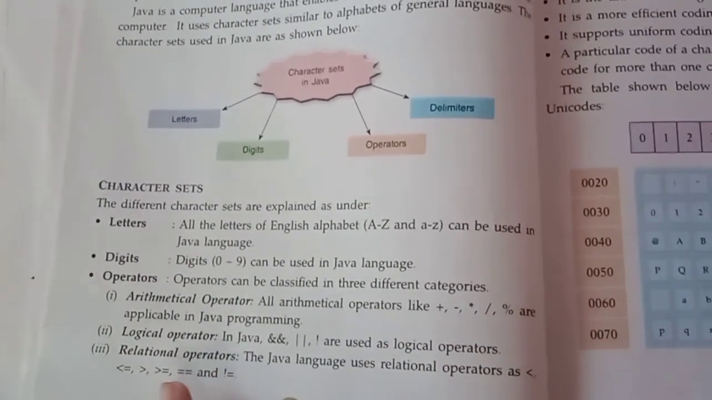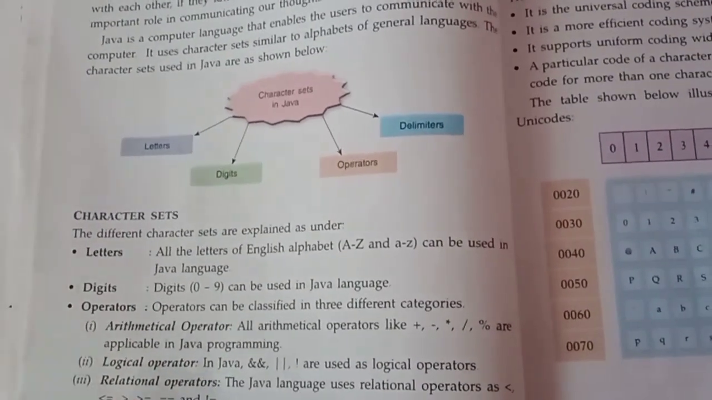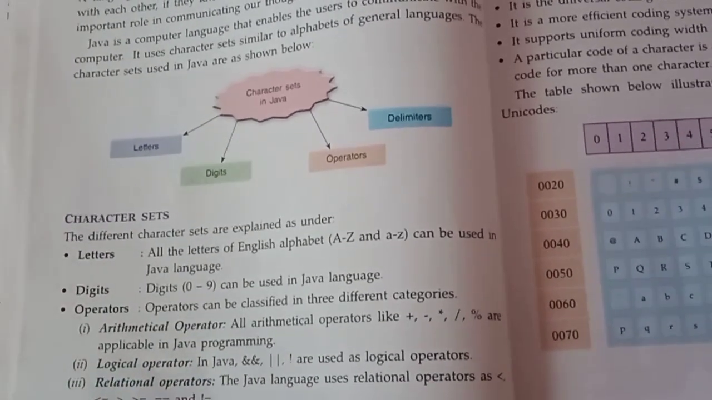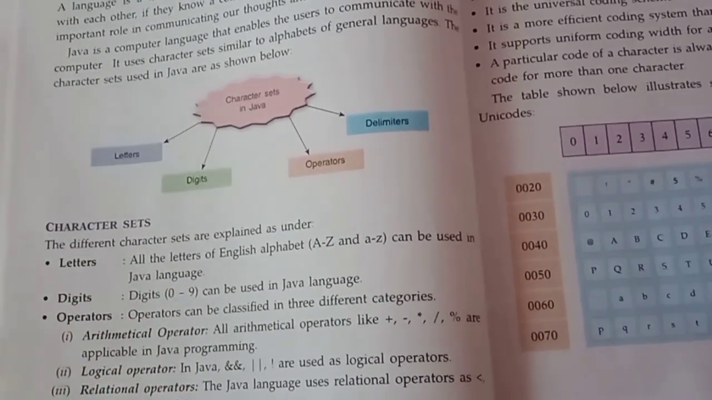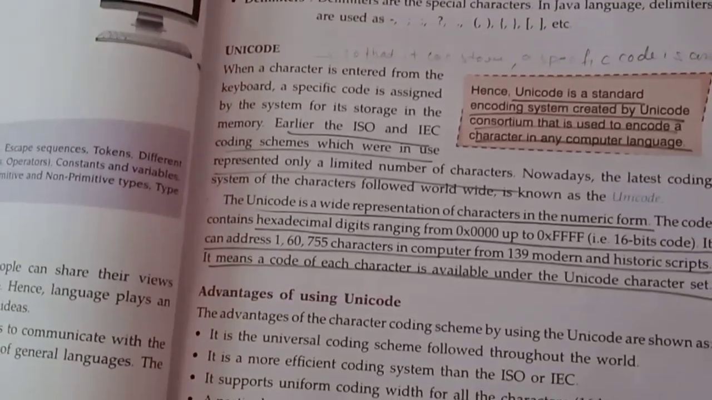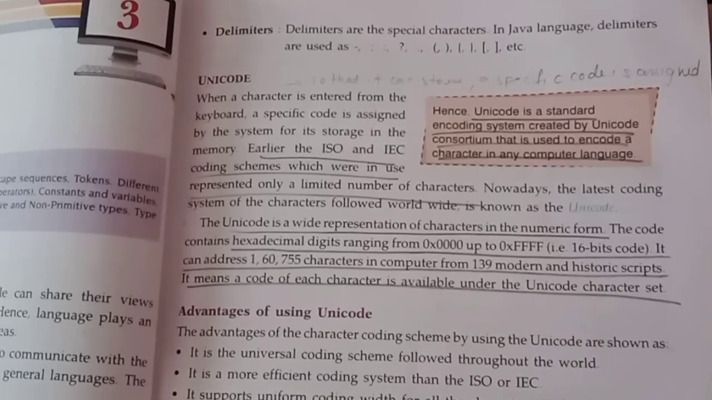And the relational operators help us to identify the relation between two numbers, whether one is greater than the other, whether it is greater than or equal to the other. That means what is the relation, that is what we get from relational operators. Then we can see here Unicode.